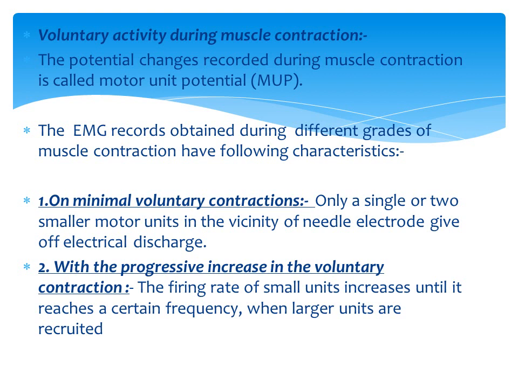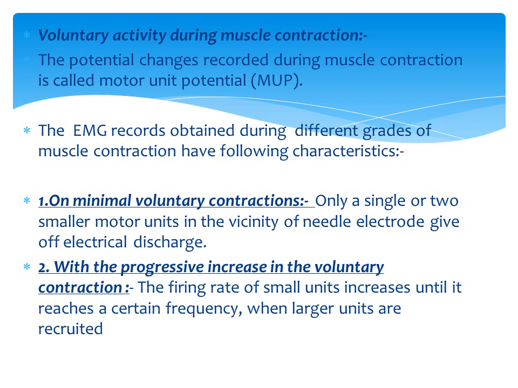On minimal voluntary contraction, only a single or two small motor units in the vicinity of the needle electrode give off electrical discharge. With the progressive increase in the voluntary contraction, the firing rate of small units increases until it reaches a certain frequency when larger units are recruited.